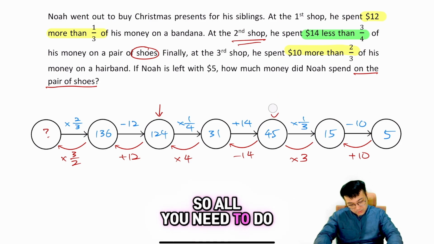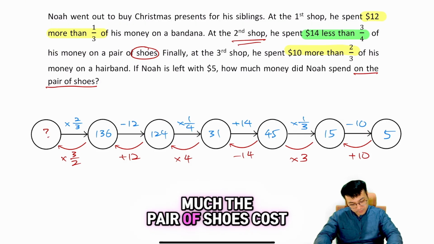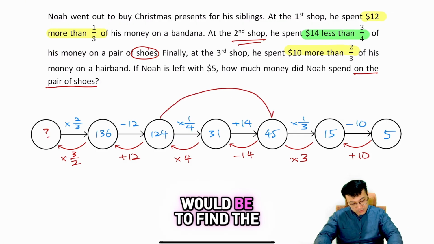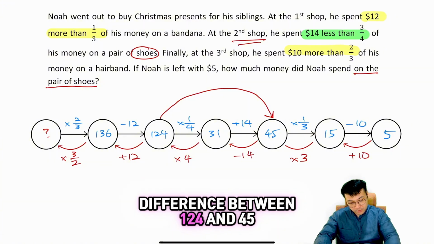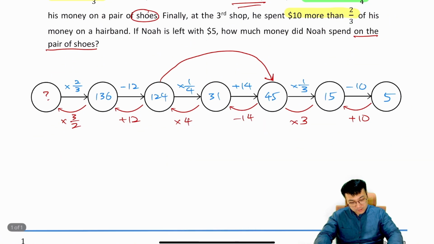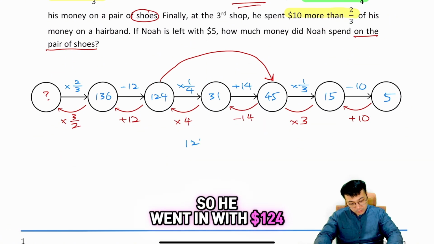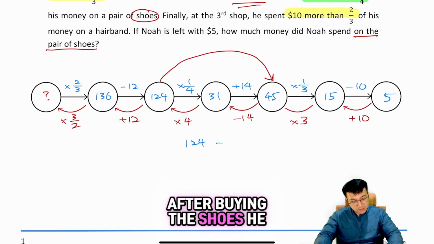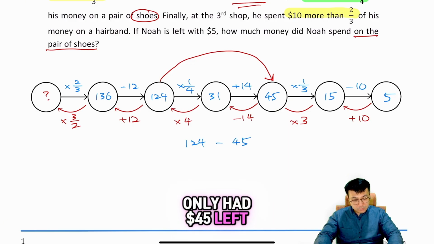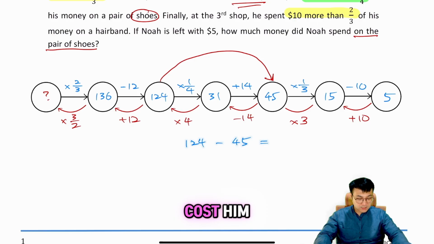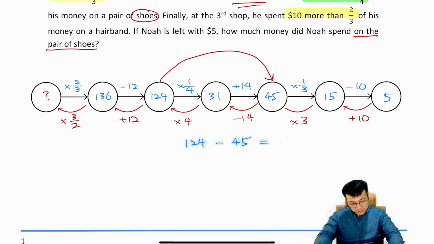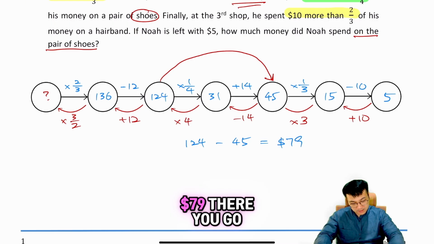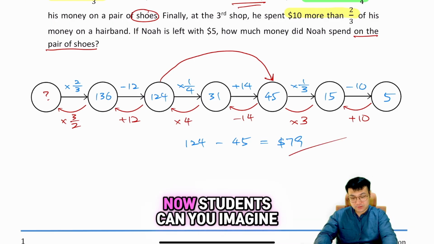So all you need to do in order to find how much the pair of shoes costs would be to find the difference between 124 and 45. So he went in with $124. After buying the shoes, he only had $45 left, which means that the shoes cost him $79. There you go.